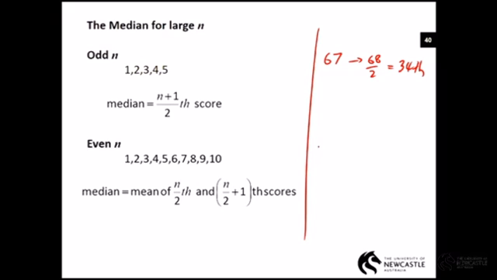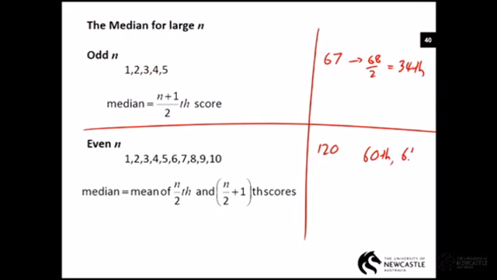What if I had 120 numbers? Well, that's even. I'd want to know the halfway mark, the 60th, and also the next one. So the even ones are easier in that way. Halve the number and give us the next one. I'm not saying the median is 60.5. Depends what the 60th score is and what the 61st score is. But we need to find them.